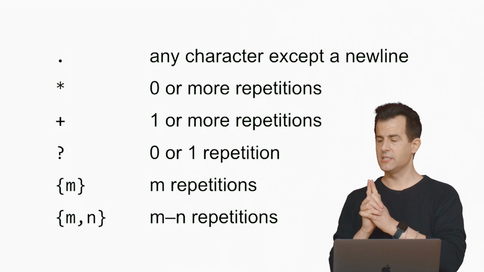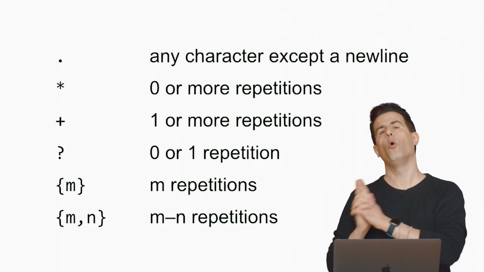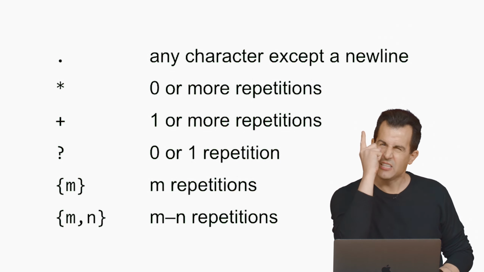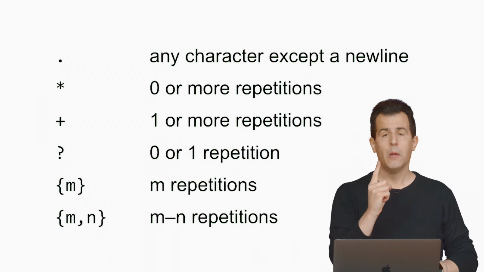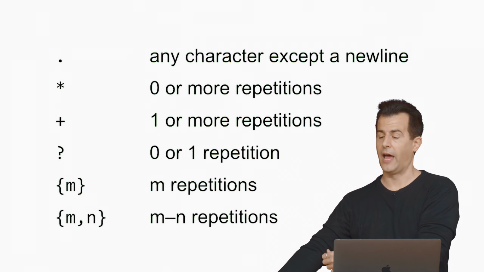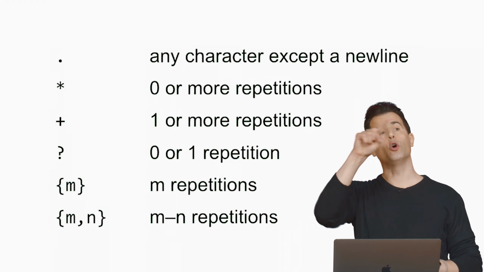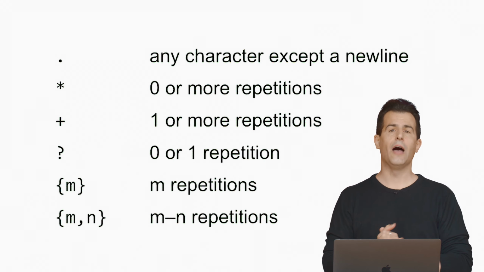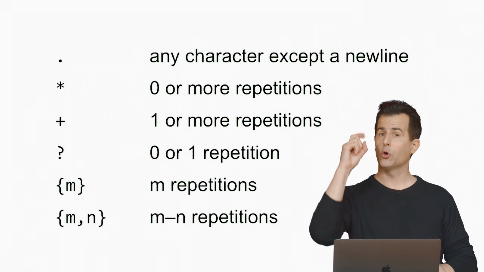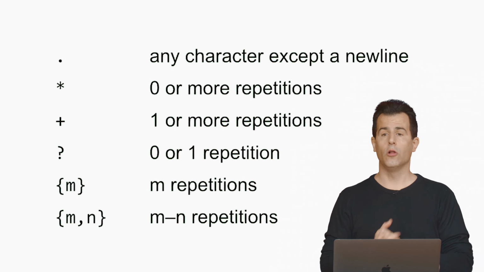If you see a plus in my patterns, that's going to mean 1 or more repetitions. That is to say, there's got to be at least one character there, one symbol, and then there's optionally more after that. And then you can say 0 or 1 repetition. You can use a single question mark after a symbol. And that will say, I want 0 of this character or 1, but that's all I'll expect.